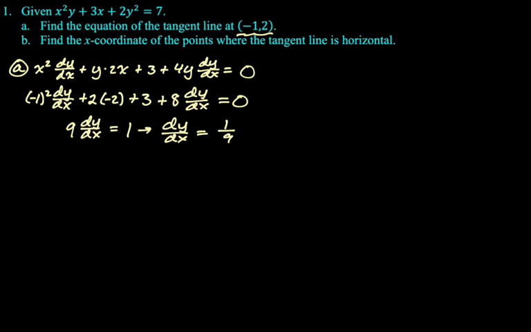Now, think it through for part B. We want the x-coordinates of the points where the tangent line is horizontal. What does it mean for a tangent line to be horizontal? It has a slope of 0. If it has a slope of 0, dy/dx equals 0.